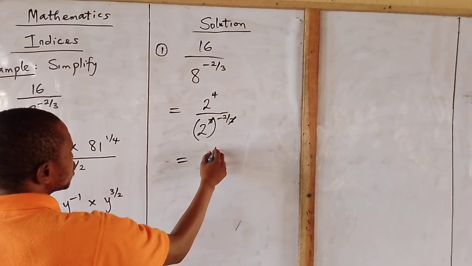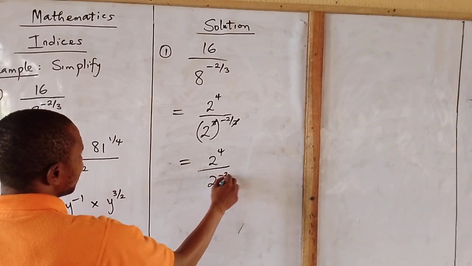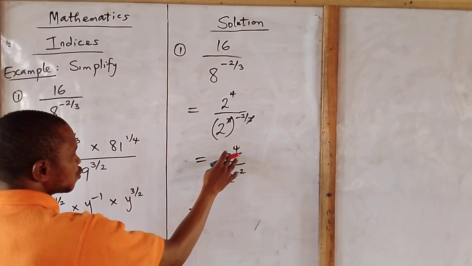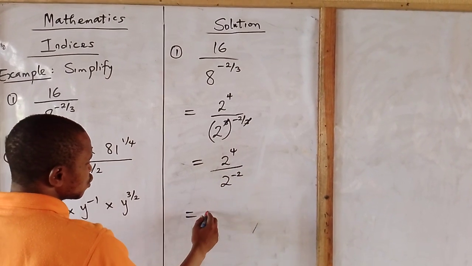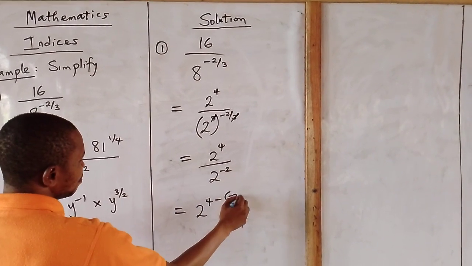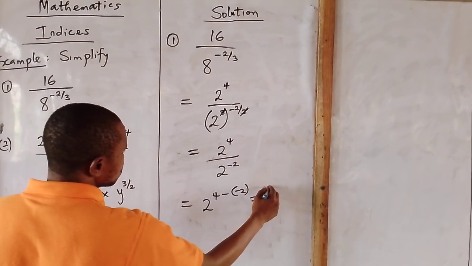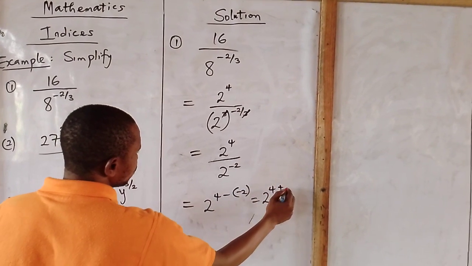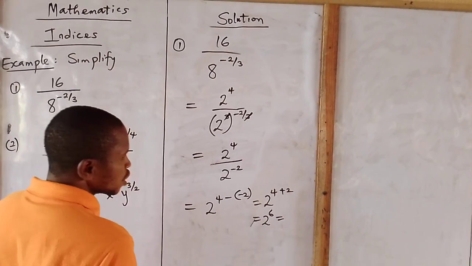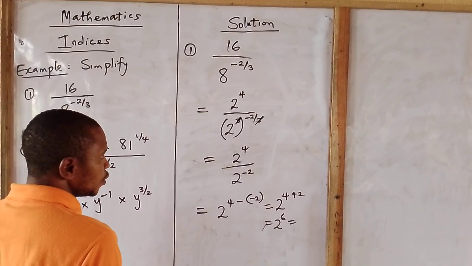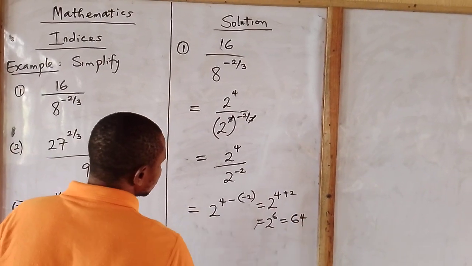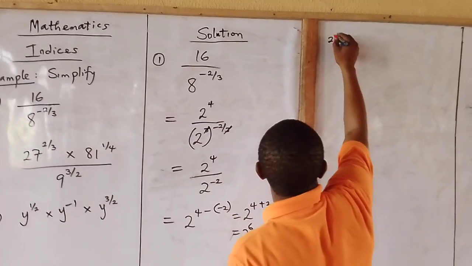So we are going to have 2 raised to power 4 over 2 raised to power minus 2. And don't forget, according to the law of indices, when we have 2 raised to power 4 over 2 raised to power minus 2, it's going to be 2 raised to power 4 minus, but we have minus 2 here, minus 2. And this will give us 2 raised to power 4 minus times minus will give us plus 2. We have 2 raised to power 6. And 2 raised to power 6 will give us 64. Let's solve question 2.